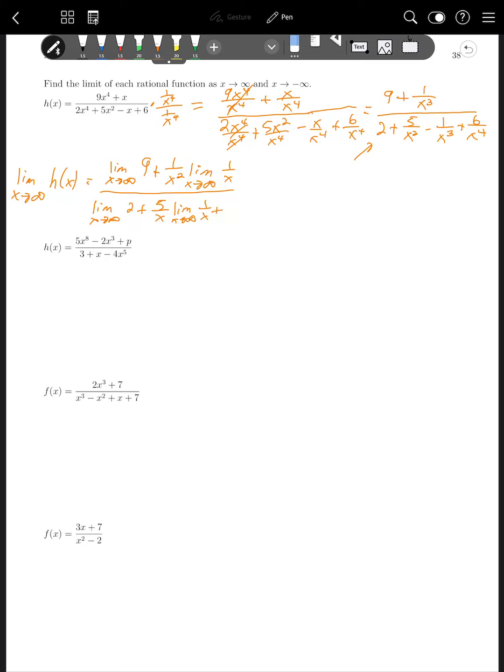minus the limit, and break this one apart, so break out the 1 over x squared times the limit as x approaches infinity of 1 over x, plus 6 over x cubed times the limit as x approaches infinity of 1 over x. Okay? That's a really complicated thing to write out, and I'm not going to ask you to write this out all the time. I just want to write it out the first time so we can see what happens here.